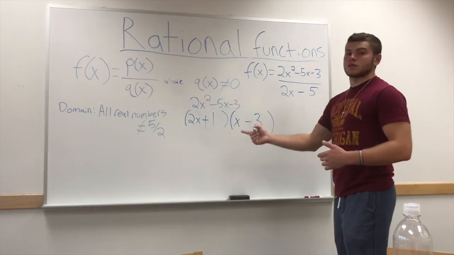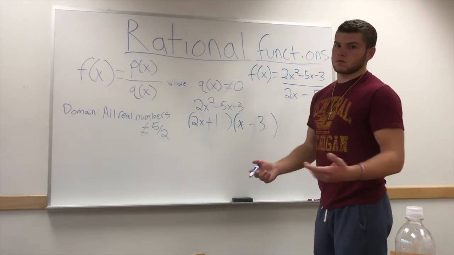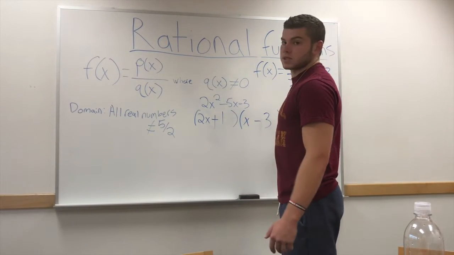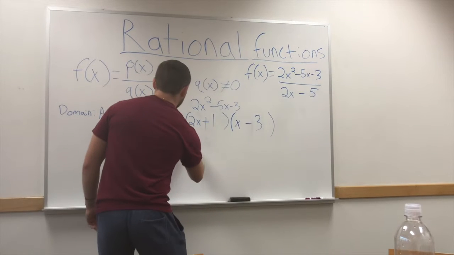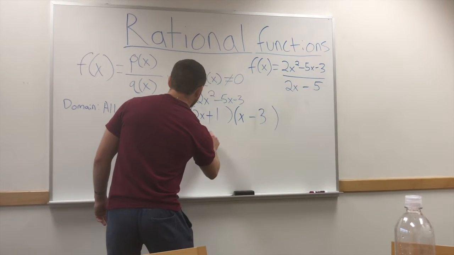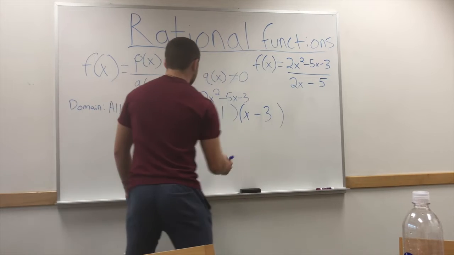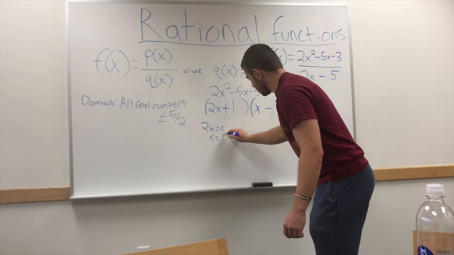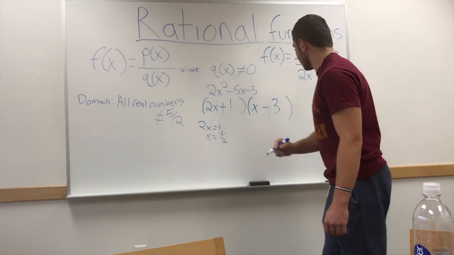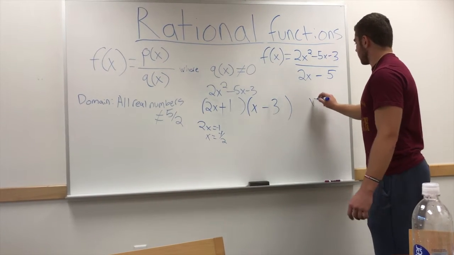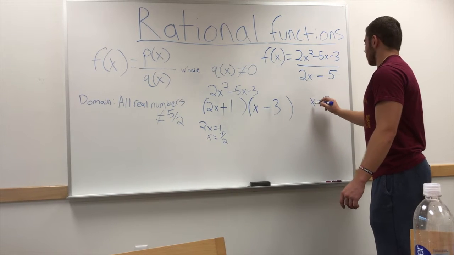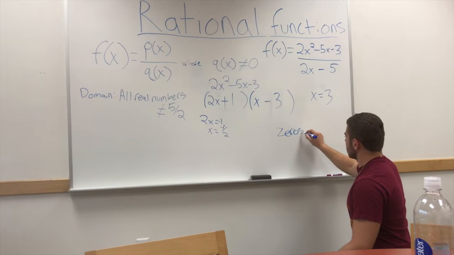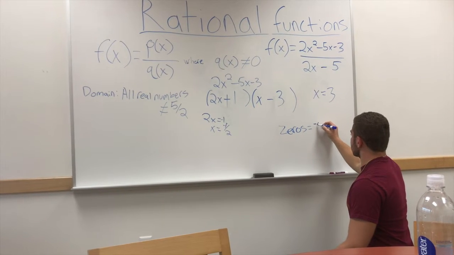Now we're going to go ahead and find the zeros of the rational function. So same thing we did to find the 0 of the denominator. We're just going to set both factors equal to 0. 2x equal to negative 1, which would be x equal to negative 1/2. Sorry, it's getting sloppy. And over here, x is just equal to 3. So my zeros of the function are equal to negative 1/2 and 3.